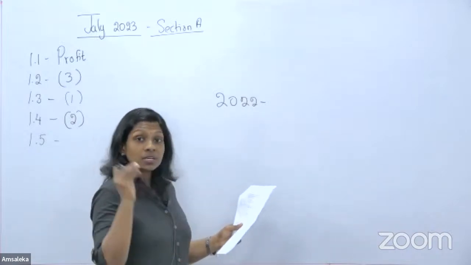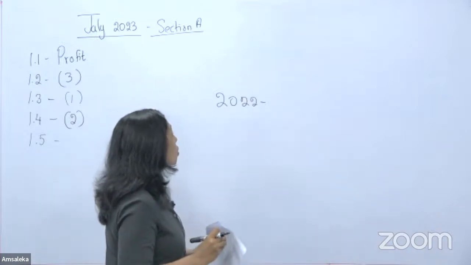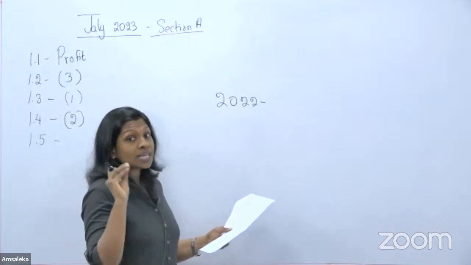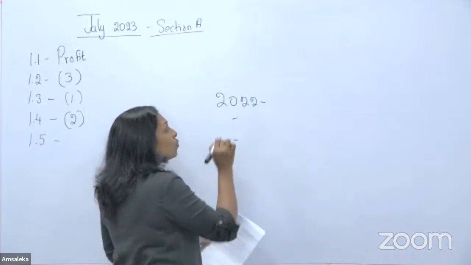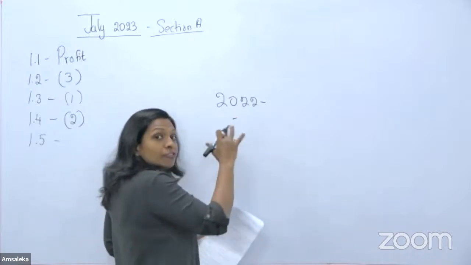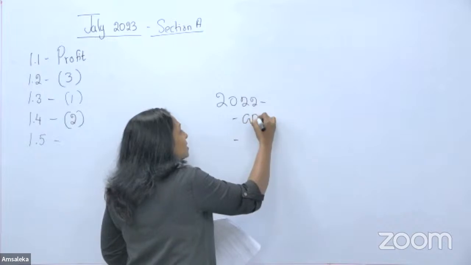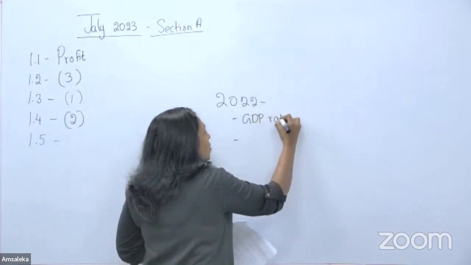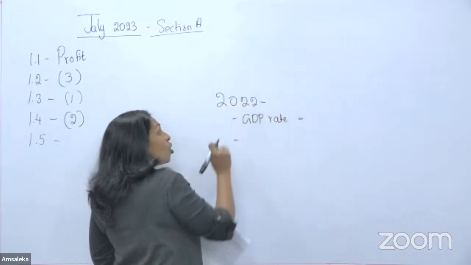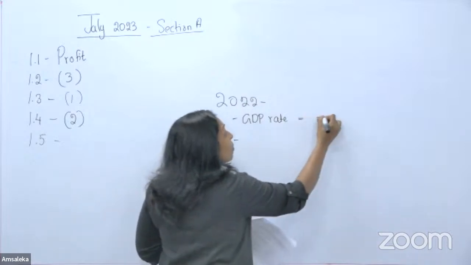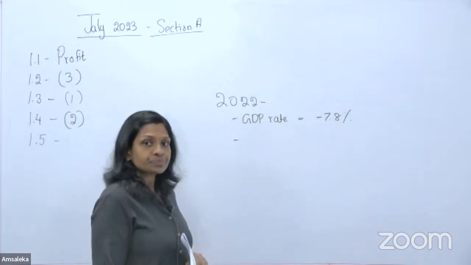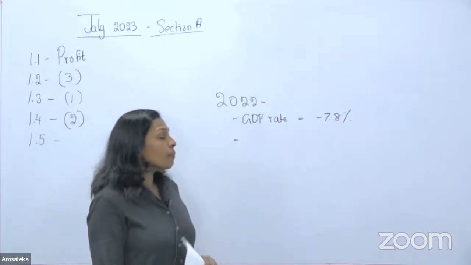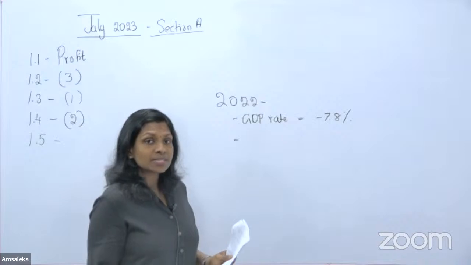So we can't use the perfect information. So the 2022 Central Bank annual report is used. Accordingly, two will be tested. If you analyze, you can see one is the GDP rate. According to 2022, it's about minus 7.8%. Okay, GDP rate minus 7.8%.